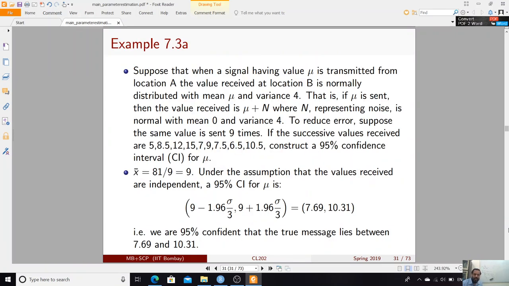Now this is an example where, supposing that you had a signal that you were transmitting from location A and it was being received at location B. What you were transmitting was mu, but at B, you are receiving it as mu plus n, where n is a normal variable with mean 0 and variance 4. So you know the variance of this distribution. The mean of mu plus n is therefore mu, which is the unknown being transmitted from A, and the variance of mu plus n is therefore just 4.